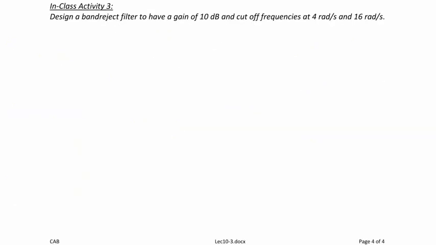Design a band reject filter to have a gain of 10 decibels and cutoff frequencies at 4 radians per second and 16 radians per second. So once again, the first thing we want to do is to find the gain for the filter. So we have 20 log base 10 of K is equal to 10, or K is equal to 10 raised to the 1/2. So K is equal to 3.16.